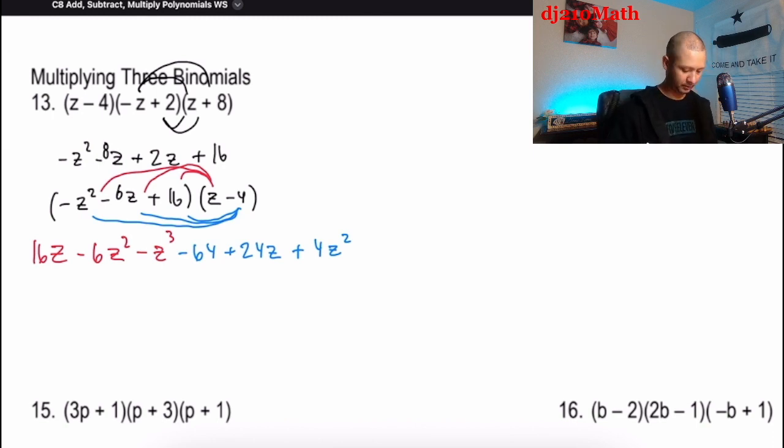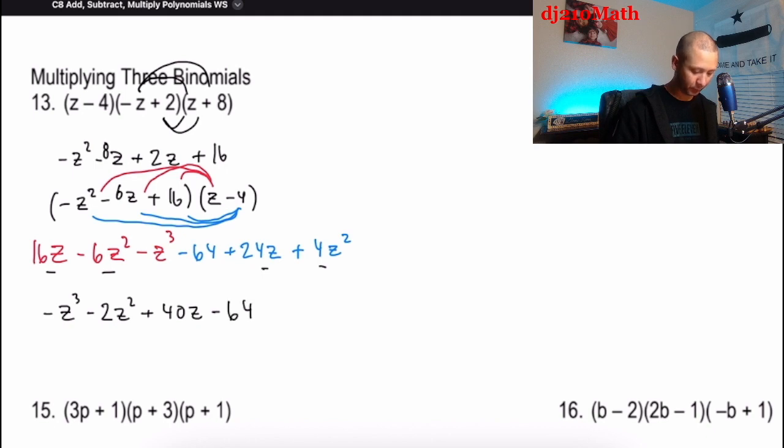All right, combining like terms. So there's only one, so highest one first. Negative z cubed. Square terms, there's only two. So negative 2z squared. There's two single z's. This is going to be 40z plus. And then one constant, negative 64.